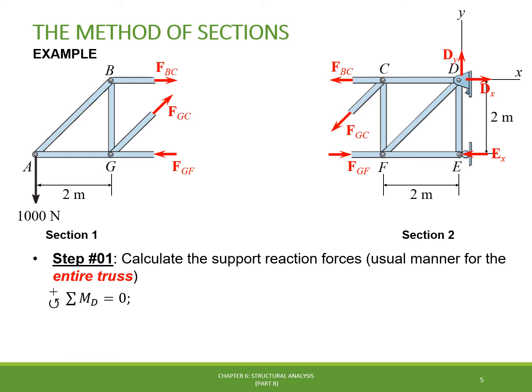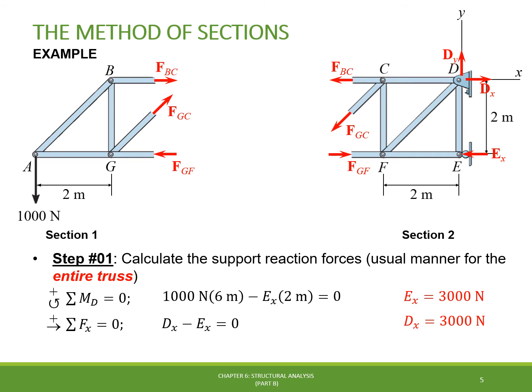Let's start with the sum of the moments about joint D. By taking the 2 forces that generate a moment about this joint, we find out that the reaction force EX is equal to 3000 newtons. Next, taking the equation for the sum of the forces in the x direction, the reaction force DX can be determined as 3000 newtons as well. Finally, taking the sum of the forces in the y direction, the result for DY is 1000 newtons. All of them are positive numbers, which means that the assumption taken for the direction of the 3 forces in the free body diagram are correct.